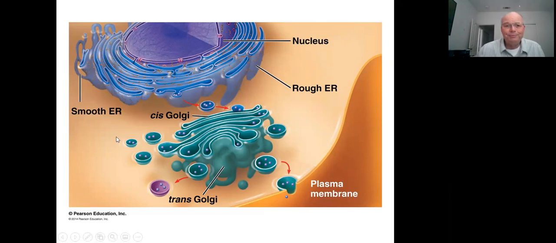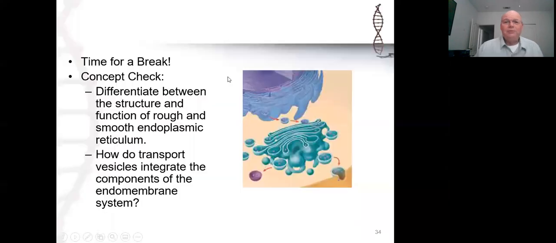Very, very important part of the cell. So, time for a quick break again.